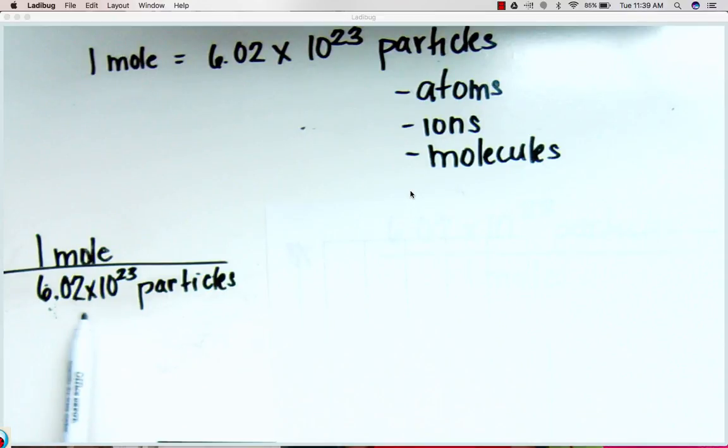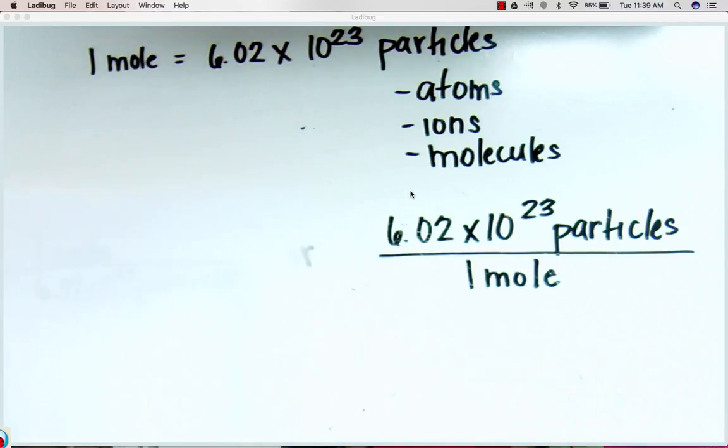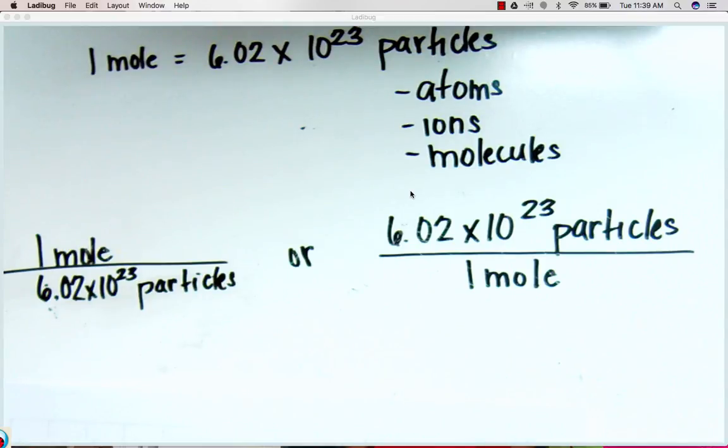So that's going to be 1 mole over 6.02 times 10 to the 23rd. Or if you are solving for particles, then your conversion factor will be 6.02 times 10 to the 23rd in the numerator over 1 mole, noticing that your mole is in the denominator. We'll use one of the two conversion factors, and it all depends on what you're solving for. If you're solving for moles, moles will be in the numerator. If you're solving for particles, particles will be in the numerator.